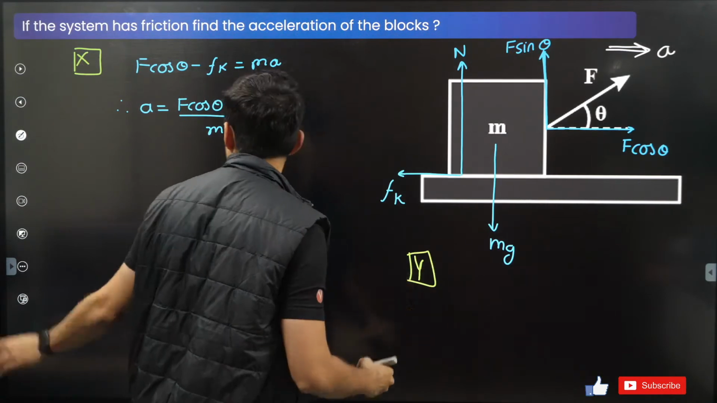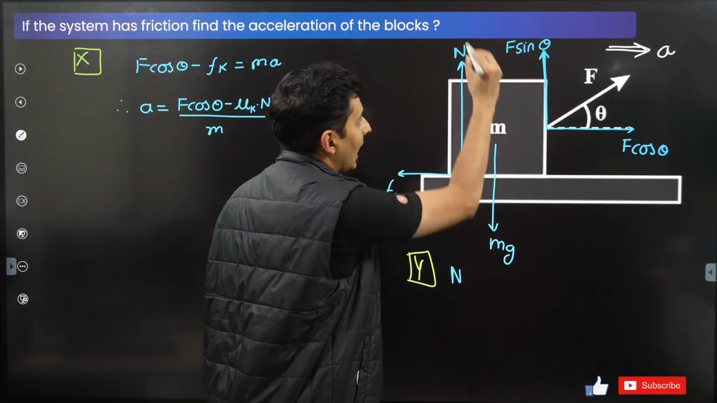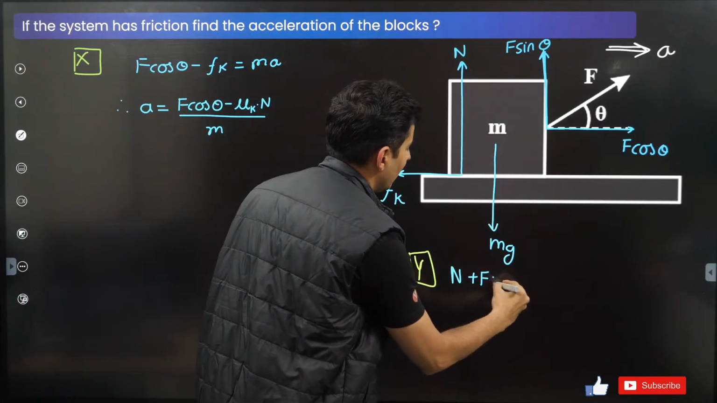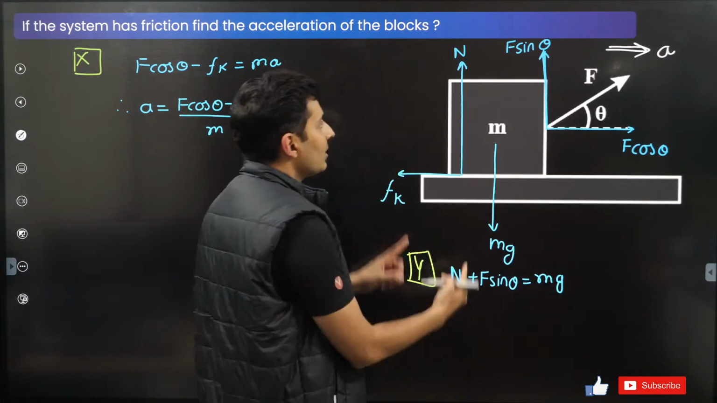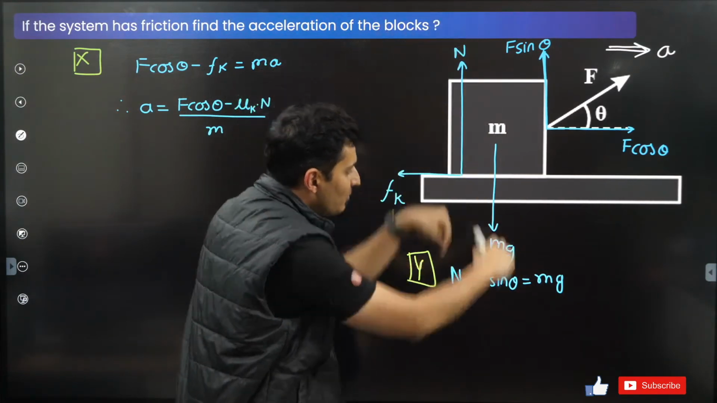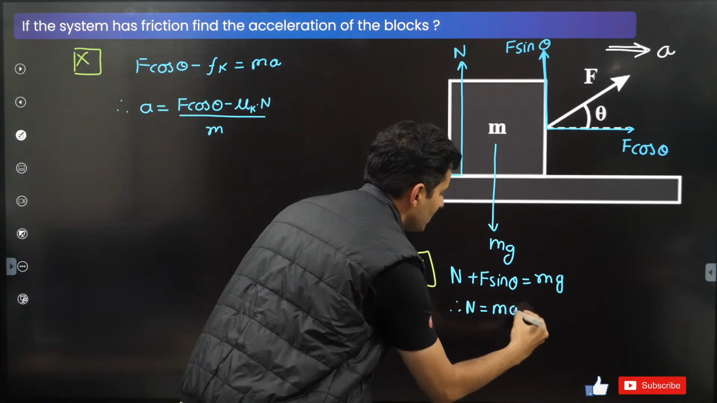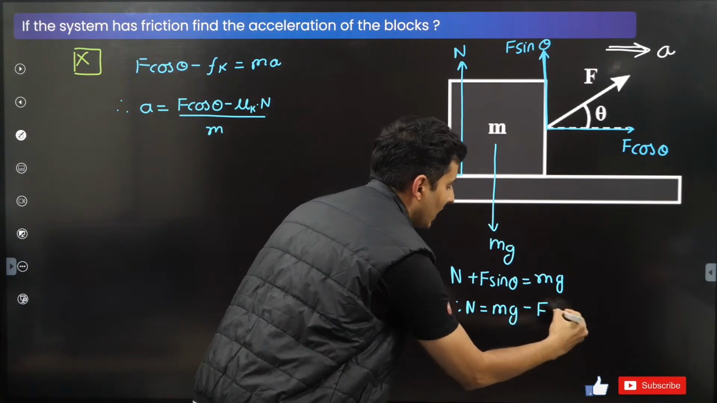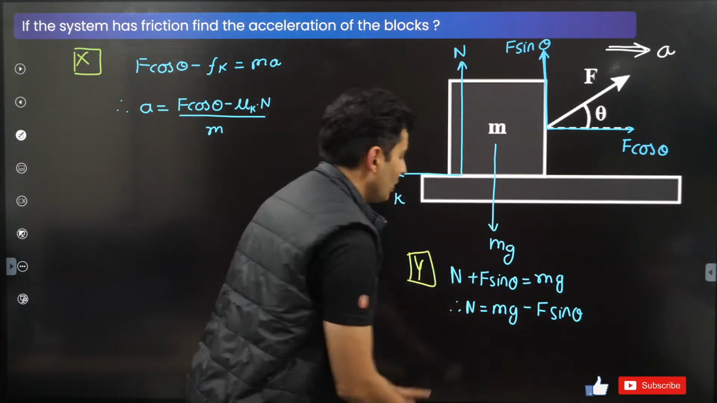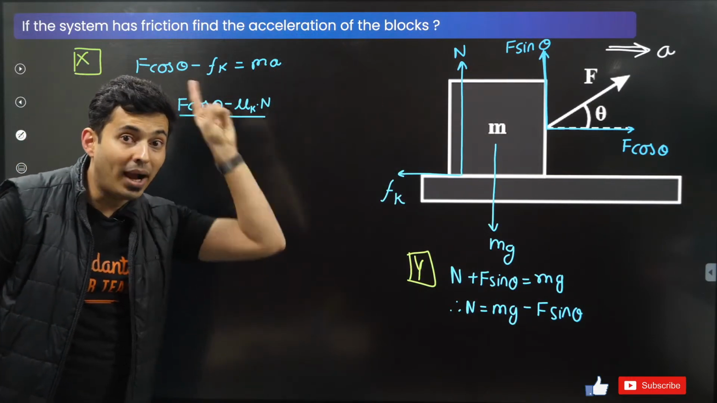If you look in the y direction, this normal up and this F sin theta also upwards is balancing the mg force. Normal and F sin theta is balancing mg. So basically, normal is not mg. Take that F sin theta to the other side. So it is mg minus F sin theta. Do you understand? Yes. Normal is mg minus F sin theta.